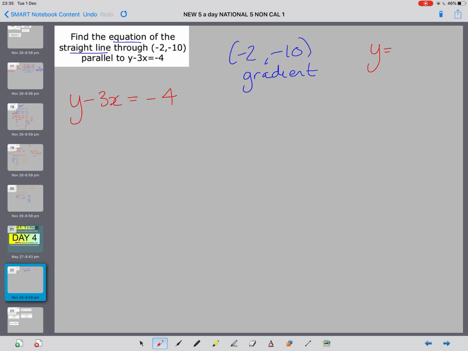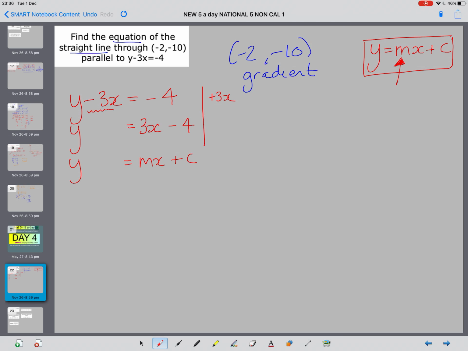Now, anything in the form y equals mx plus c, if anything is in that form, you can read the gradient straight off. It's always the coefficient of that x, whatever the gradient is. So what I'm going to do over here is I'm going to rearrange this so it's in this form. So you want y all by itself. 3x has been taken away from that. I'm just going to do a working line. In order to undo take away 3x, I'm going to add 3x to both sides. So it becomes y equals, we write 3x first, 3x take away 4. It is now in the format y equals mx plus c. And you can see that my gradient is 3. Okay, so I now know my gradient is 3.